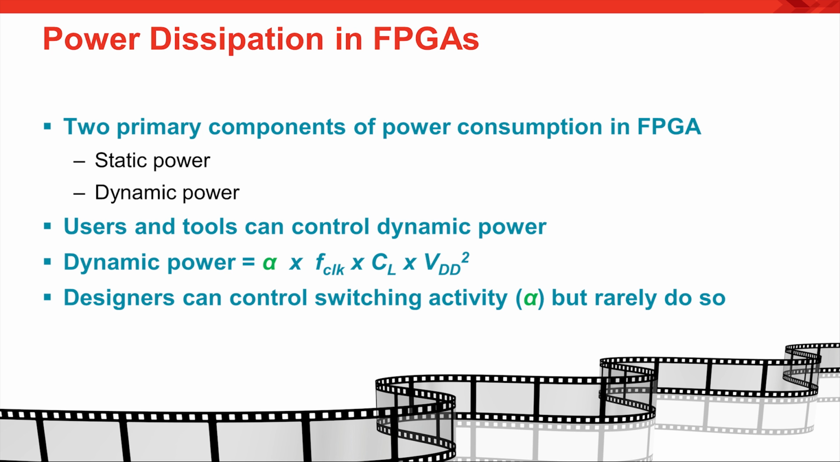Dynamic power consumption can be modeled as a product of switching activity, clock frequency, overall capacitance, and the square of the voltage supply. Typically, users have fixed timing goals that they need to meet and specified functionality that they need to have in the FPGA. The supply voltage is also fixed in most cases, so the only factor that you have direct control over is the switching activity of the design.